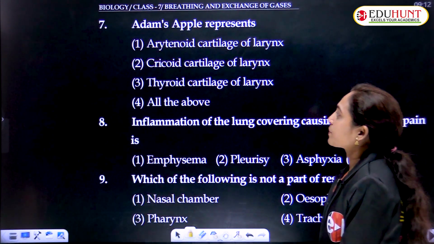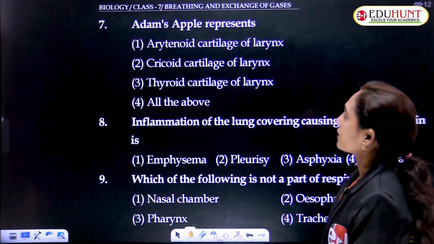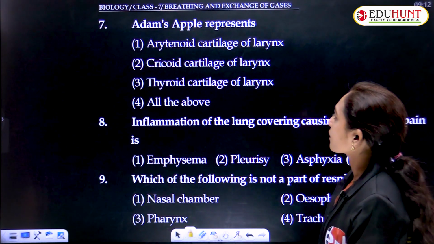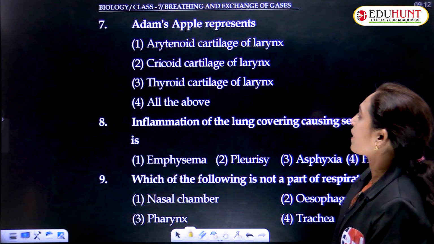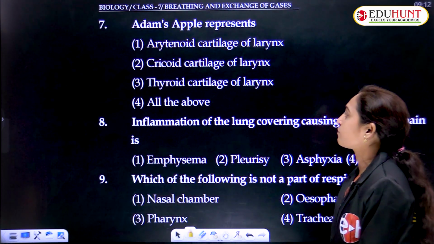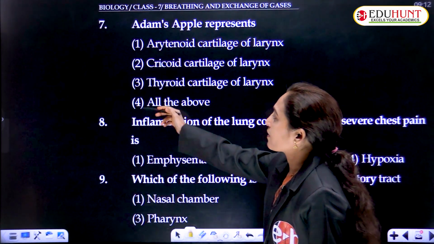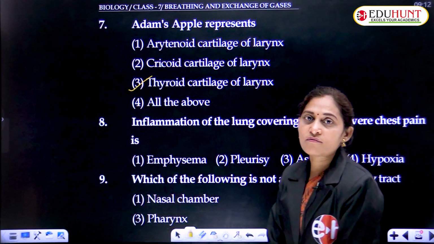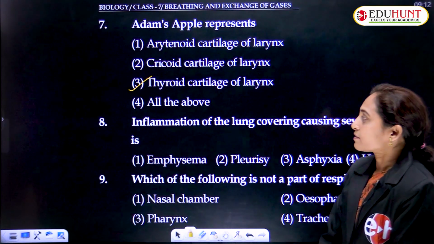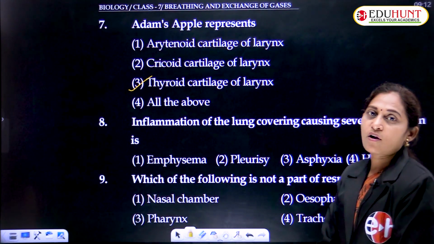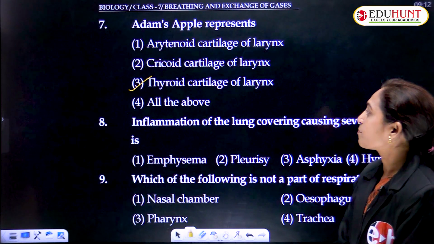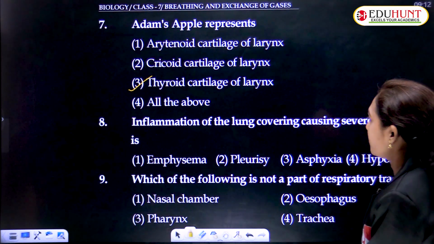Adam's apple represents: arytenoid cartilage of larynx, or cricoid cartilage of larynx, or thyroid cartilage of larynx, or all the above. That is the thyroid cartilage of larynx. Adam's apple is the thyroid cartilage.